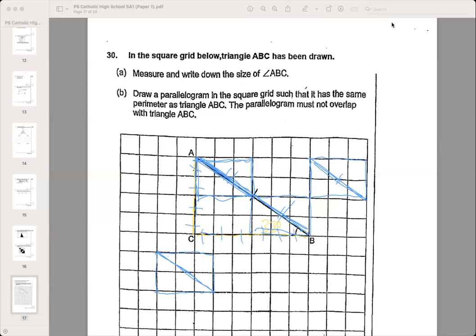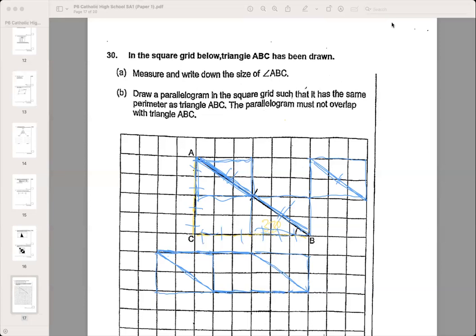Because it's a parallelogram, the two sides must be equal. So 10 divided by 2 is 5. I make sure one of the sides is 5. 1, 2, 3, 4, 5. Okay, I stop here. The other side needs to be 5. So 1, 2, 3, 4, 5. Now I draw a diagonal across here. This is also a 3 by 2.